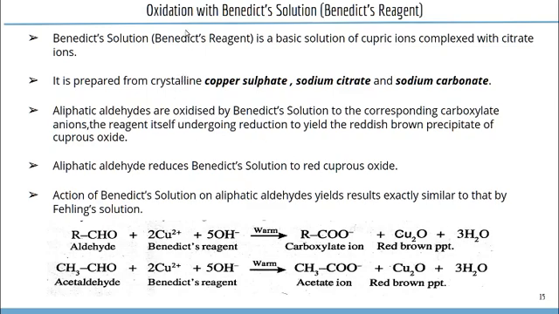Now the third mild oxidizing agent is Benedict's solution or Benedict's reagent. So oxidation with Benedict's reagent occurs with aldehydes, and we will get the corresponding carboxylate ion. Benedict's solution or Benedict's reagent is a basic solution of cupric ions complexed with citrate ions.